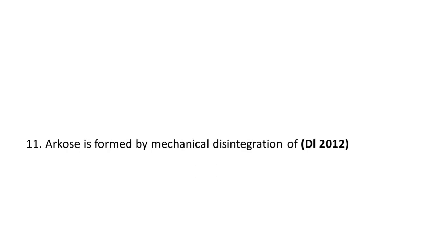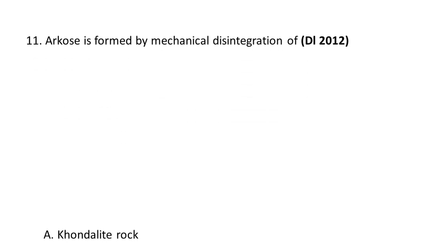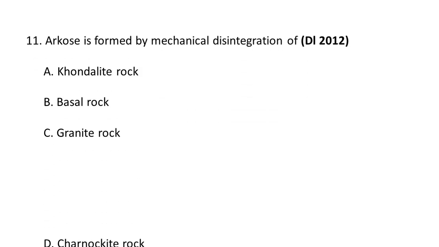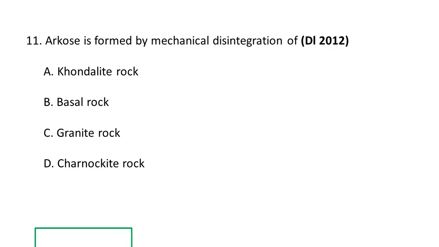Next question. Arkose is formed by mechanical disintegration of A. Khondalite rock, B. Basalt rock, C. Granite rock and D. Charnockite. Arkose is formed by mechanical disintegration of granite rock. Arkose is a sedimentary rock that forms when feldspar-rich igneous or metamorphic rocks weather and disintegrate mechanically.